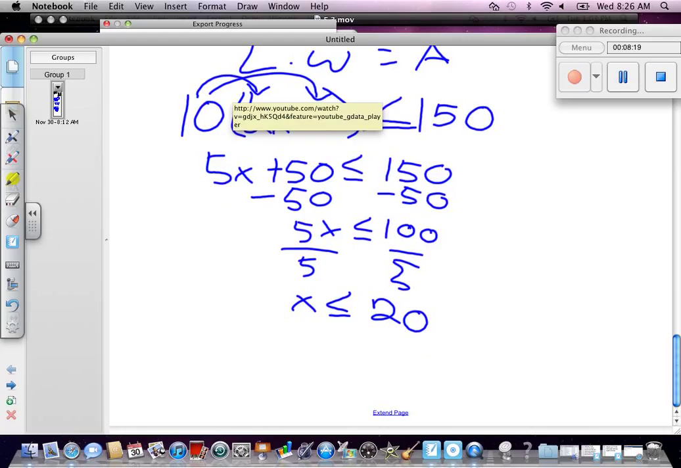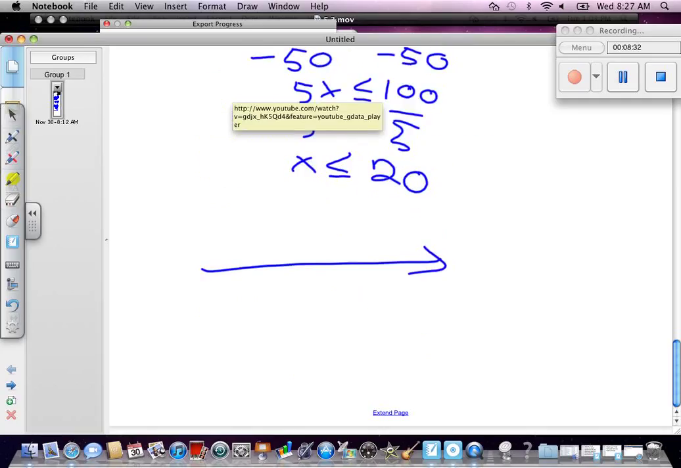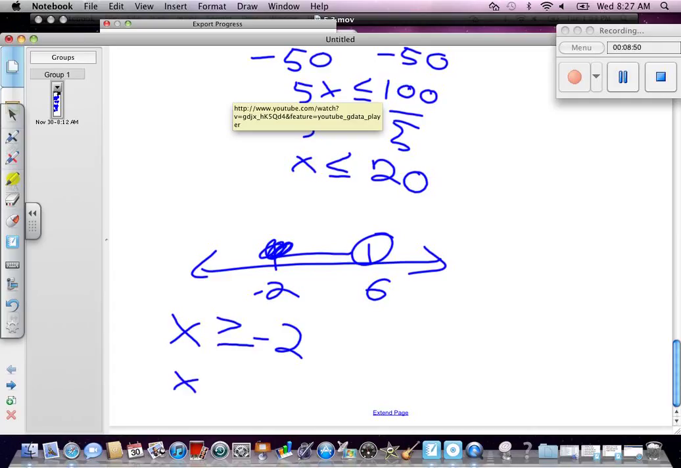Does everybody feel pretty confident that once you get the equation, you can find the answer? Yeah. Okay. It's getting the equation that's the hard part? Yeah. All right, let's look at number 16. We've got -2, 6. It's a closed circle over -2, open circle over 6, and the lines are pointing towards each other. So we should have x is what than -2? X is greater than or equal to. And x is what of 6? Less than 6. Okay. All right, let's try one like that.